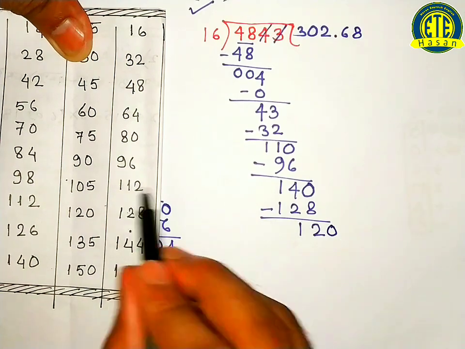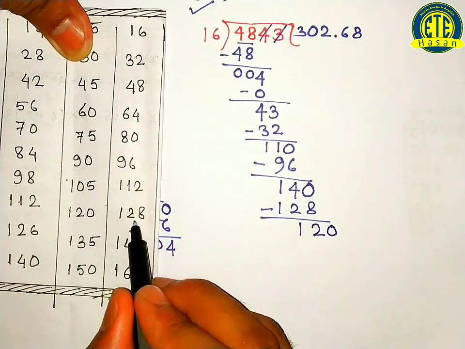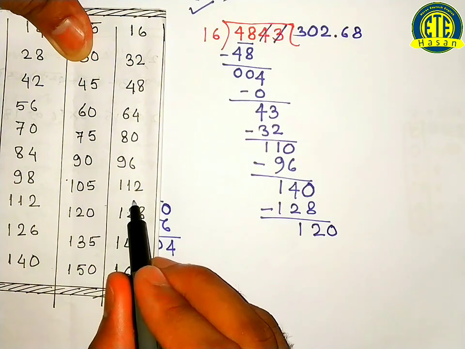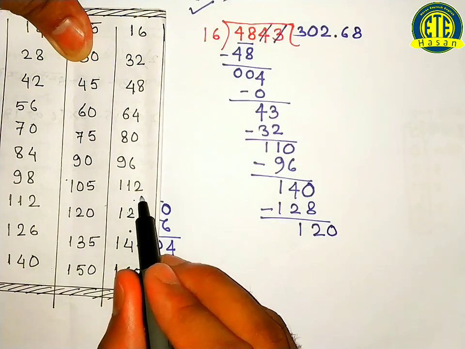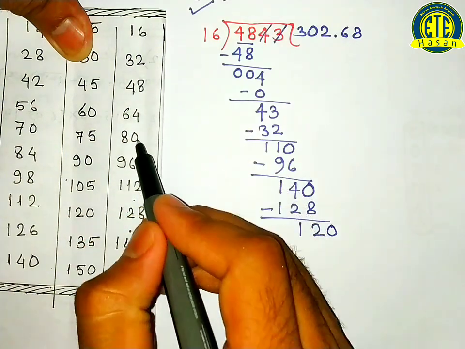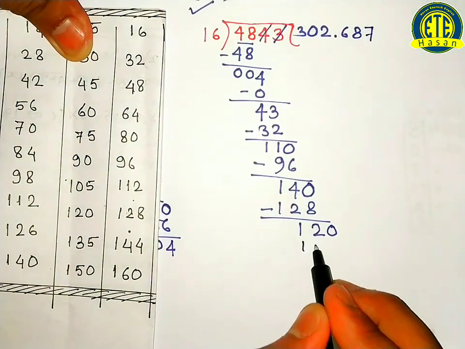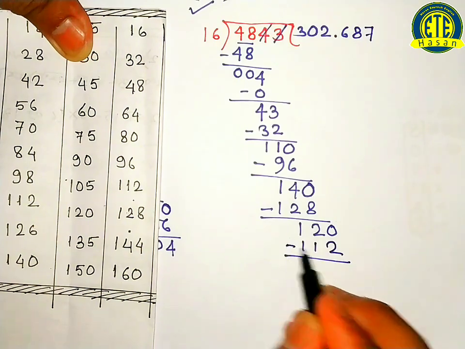Now count. 120 will be between 112 and 128. Between here 120 lies, so we have to count up to 112. 1 2 3 4 5 6 7. 7 times I will count. What will we get? 112. Now subtract it.